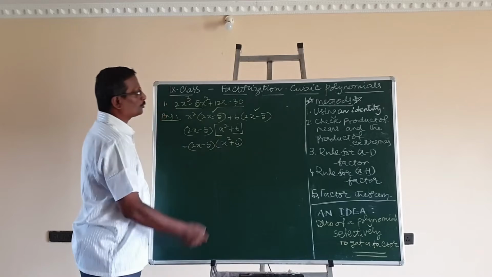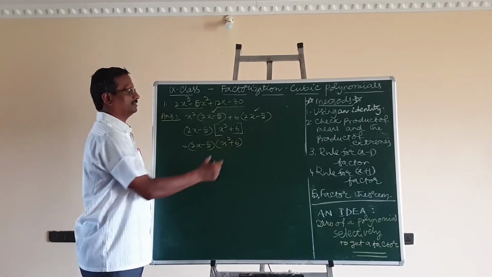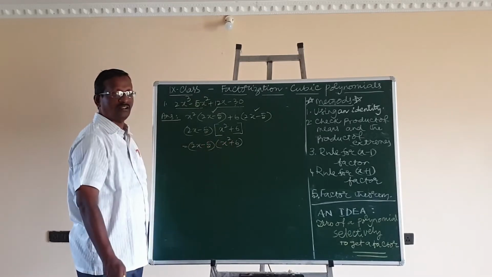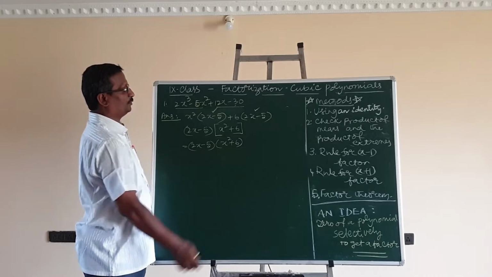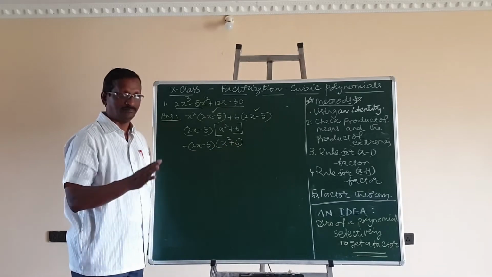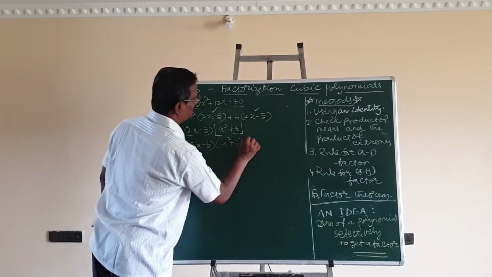There is no rule that we should always get factors to the second degree polynomial. In case there is any further factorization, we can go for it, but here x square plus 6 is a second degree polynomial which has no factors. Therefore, this itself is the answer.